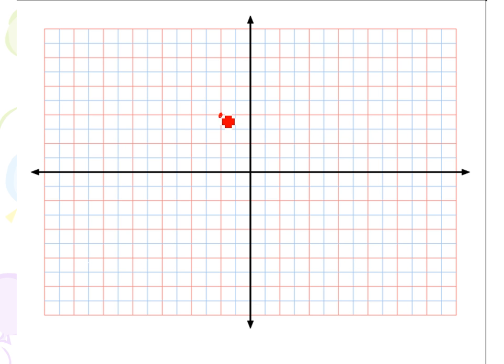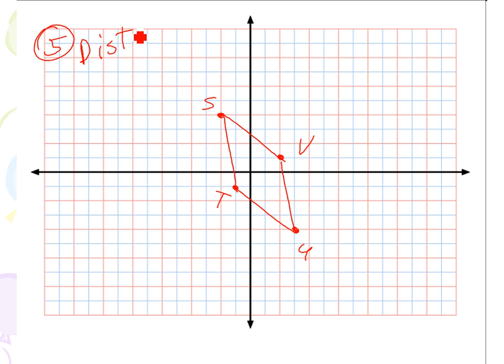(-2, 4). If I graph something wrong, please tell me. (-1, -1). (3, -4). And (2, 1). Does that read? We're trying to decide whether that is a parallelogram, and we're trying to use the distance formula and the slope formula.